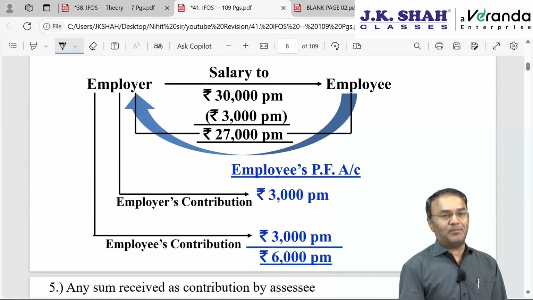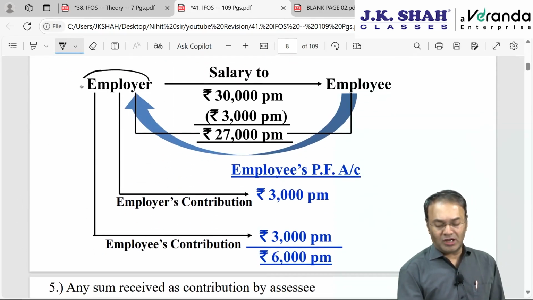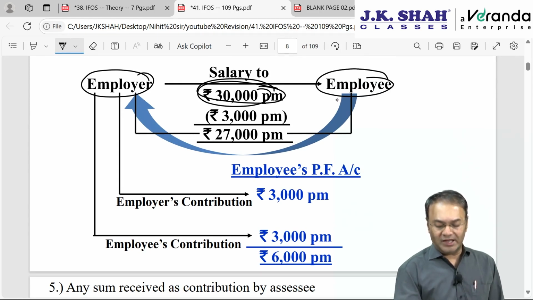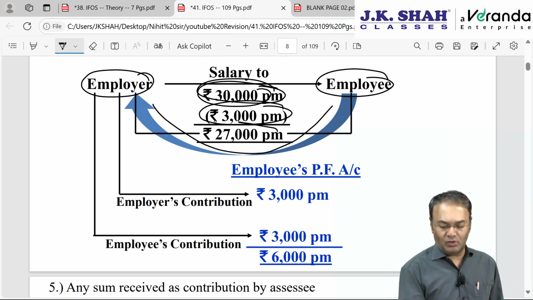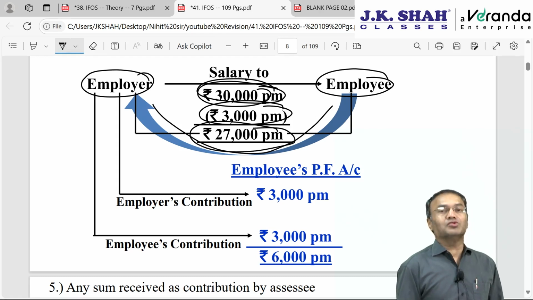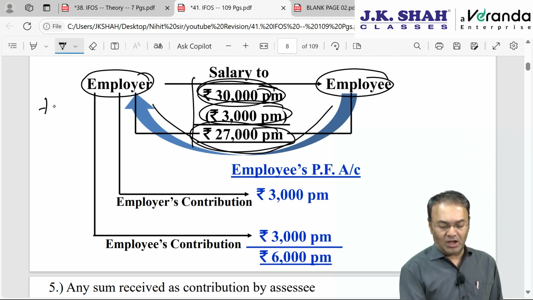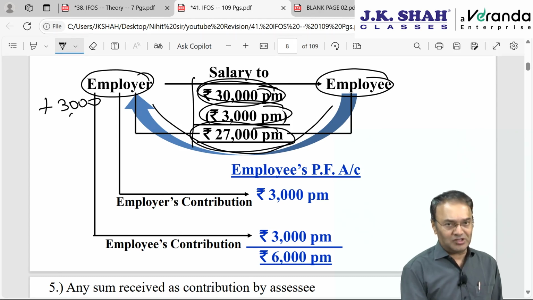So actually what happens is, in reality, the employer never pays the full 30,000. It's only on paper that the employer paid 30,000 to the employee, and then the employee refunded back 3,000. That never happens. What happens in real life is the employer will pay only 27,000 to save time, money, energy. Whatever may be the arrangement, simply the amount received from the employee towards his contribution will be added as income of the employer, later on will be deducted.